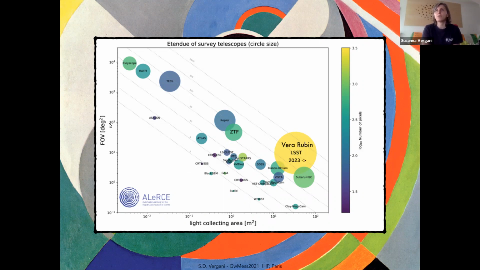If you take this plot where you have the field of view as a function of the collecting area, that is the sensitivity of a telescope, you will see that the Vera Rubin telescope, in particular its survey called the LSST, has very good characteristics that can be used for the follow-up of gravitational wave events, because it's very sensitive and also capable of covering some tens of square degrees. And furthermore, it's very rapid. We scan the sky every two to three nights, depending on the cadence that we use for the survey. So we are improving.